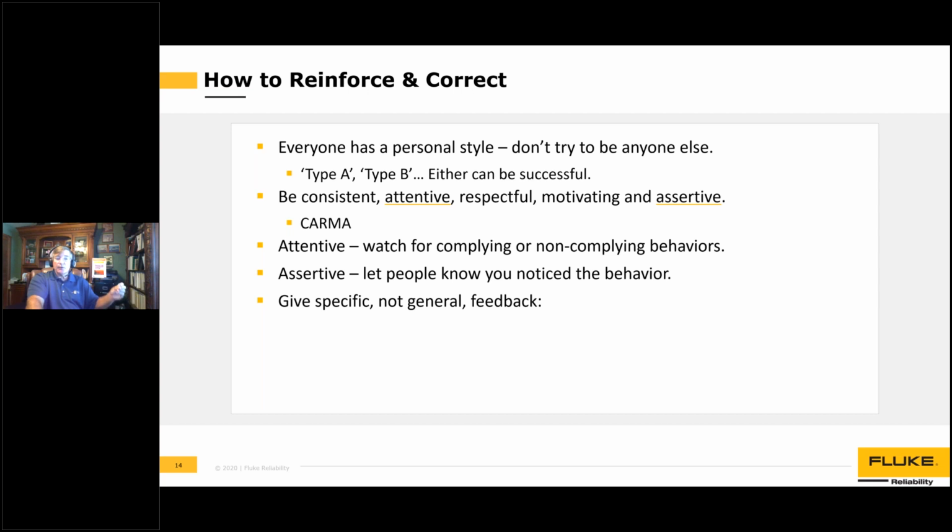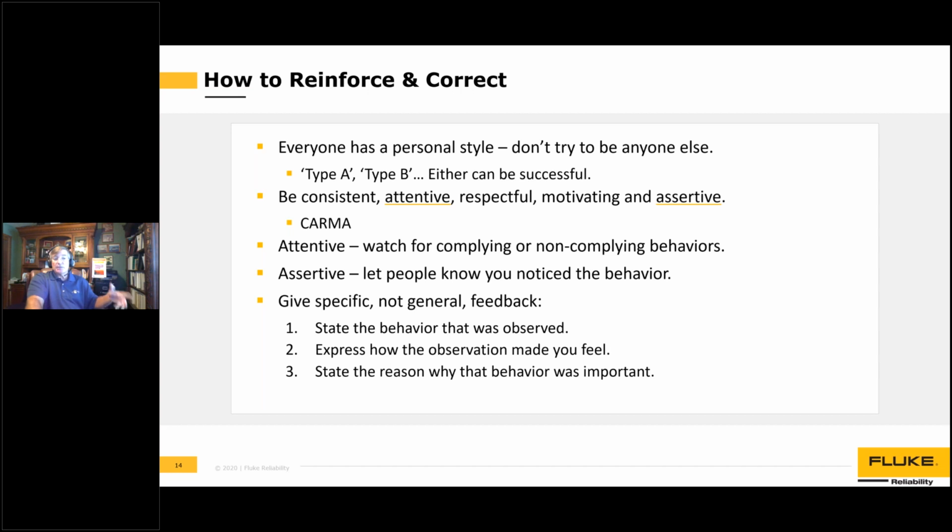And this is really a critical aspect to how you get a change implemented and sustained. So the first thing when I talk about specific, not general, is that you need to state the specific behavior that was observed. Now, again, that could be a positive reinforcement or it could be a corrective reinforcement, right? The second thing is to express how that observation made you feel. And then the third thing is to state the reason why that behavior was important.